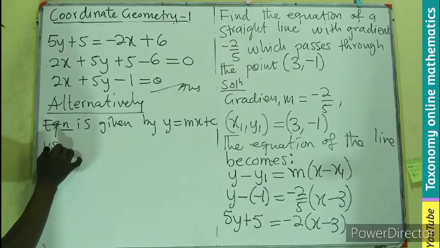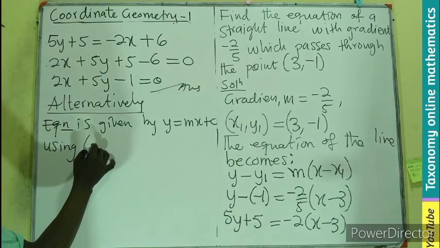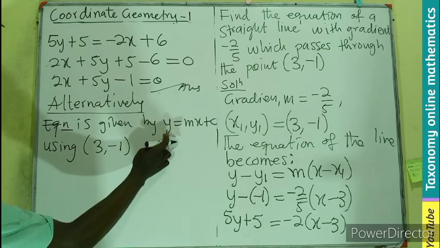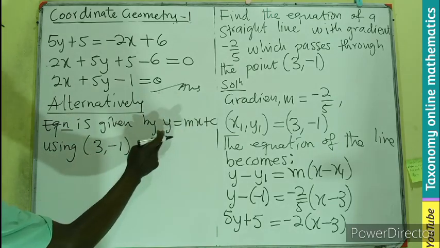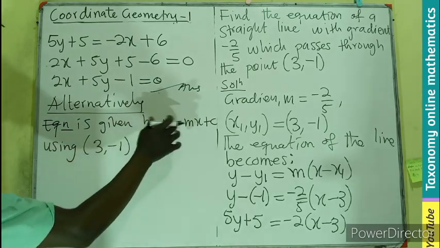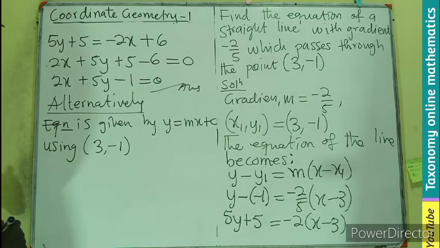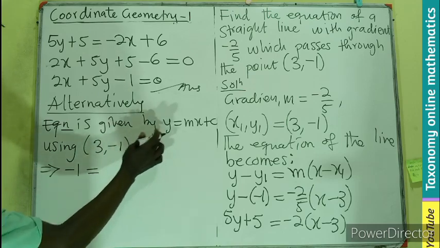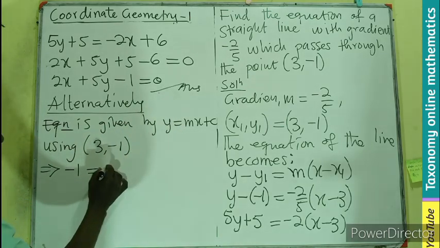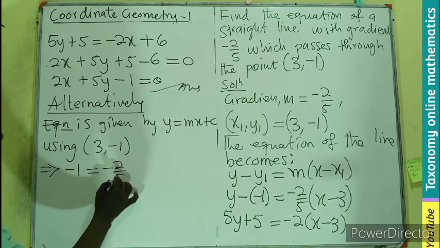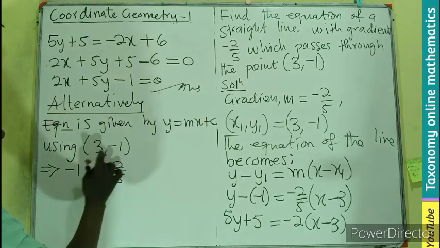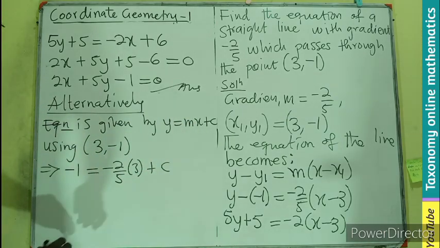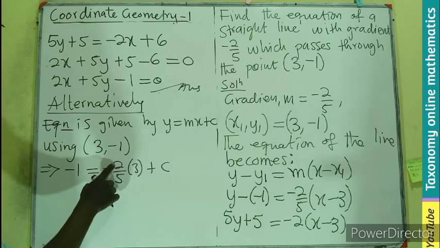Using the point (3, minus 1), x is going to be 3, y is going to be minus 1. So we can substitute to get the c. So I'll be having minus 1 equals m, which is minus 2 on 5, times x, which will be 3, plus c. We know this will multiply, this will give minus 6.